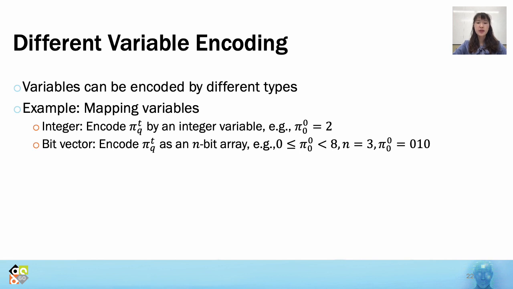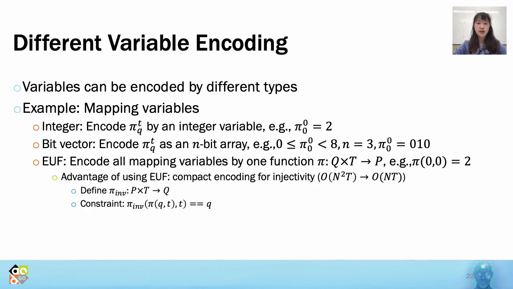The advantage of using bit vectors is that we can reduce the problem into a SAT problem and thus it can be solved by a SAT solver. We can even use an uninterpreted function to encode all mapping variables. The advantage of using EUF is we can have a compact encoding for the injectivity constraint. Without EUF, we have a quadratic number of injectivity constraints, but with EUF, we can define an inverse function and use a linear number of constraints to enforce injectivity. Using different variable types will trigger different theory solvers and have different constraint encoding strategies. Both will affect the solving time.